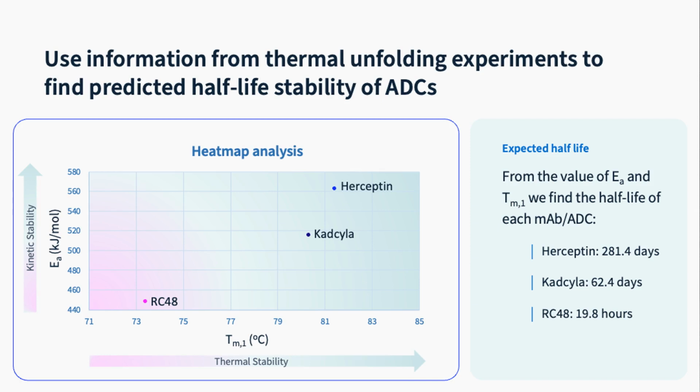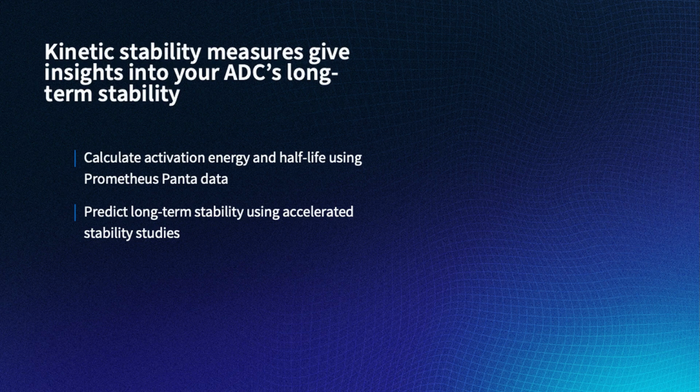So by using the Prometheus Panta and varying the heating rate of thermal denaturation gradients, we've been able to calculate the expected half-life of our ADCs, helping to predict which ADC candidates will be more or less stable in the long run. So we've just walked through how we can take data from the Prometheus Panta and use that to get information about the kinetic stability of your ADCs. Now, this type of accelerated stability study takes a few more steps, but doing these experiments can give you the energy of activation for irreversible unfolding and the predicted half-life of your candidates. And by doing these types of studies, you can get a sense of the long-term stability of your ADC candidates without needing to perform long-term experiments.